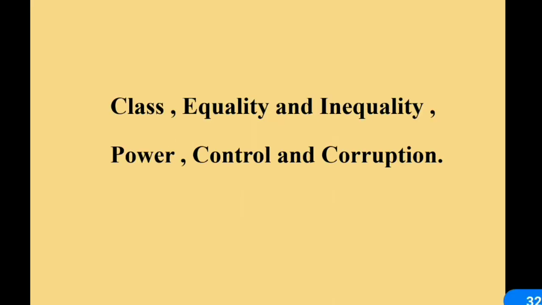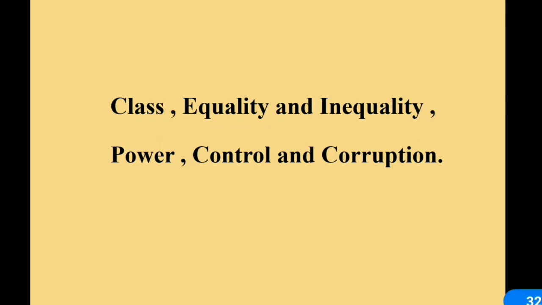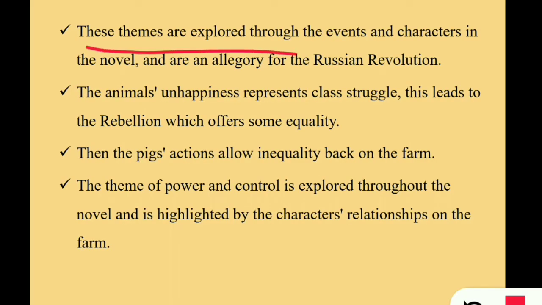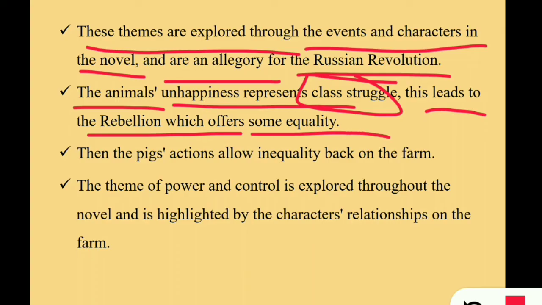Let's move towards themes. Here you will find class, equality, inequality, power, control and corruption. These are the six things which come in the story. These themes are explored through the events and characters in the novel and are an allegory for the Russian Revolution. The animals' unhappiness represents class struggle. This leads to the rebellion, which offers some equality. Then the pigs' actions allow inequality back on the farm.